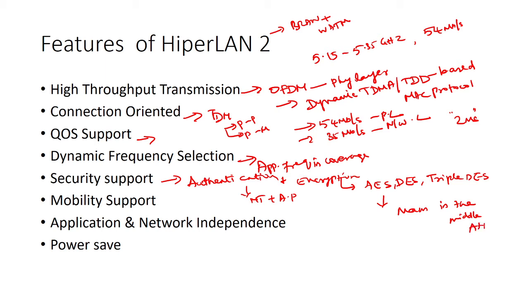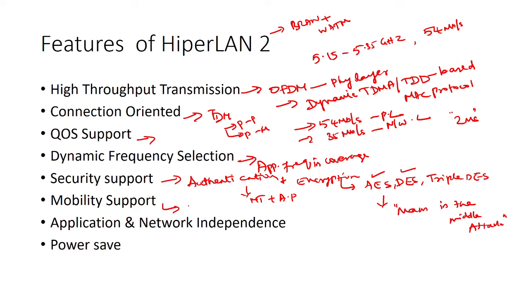This is an attack which can take the data from the system. This results in eavesdropping, so packets will be dropped. So for providing security support, we need authentication and encryption. So we are overcoming the man in the middle attack by using advanced encryption standards, AES, DES or triple DES. Then mobility support.